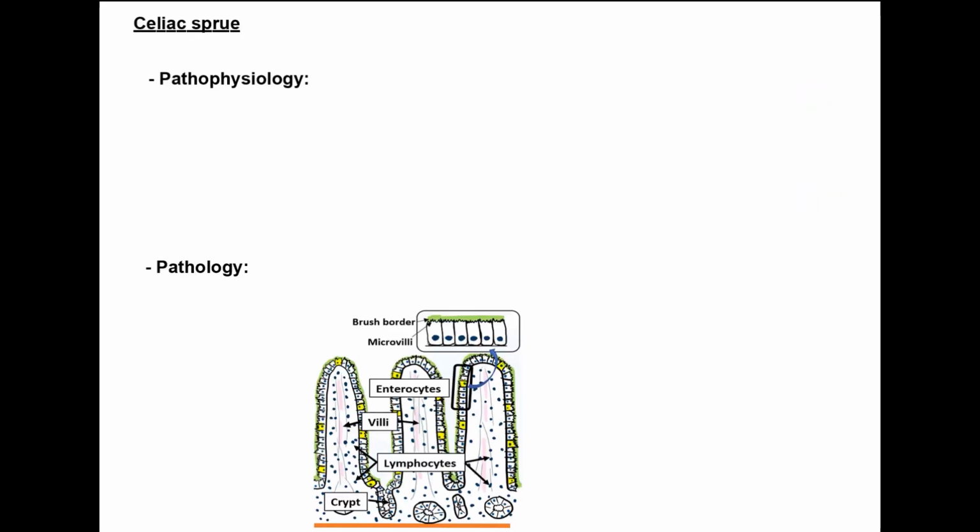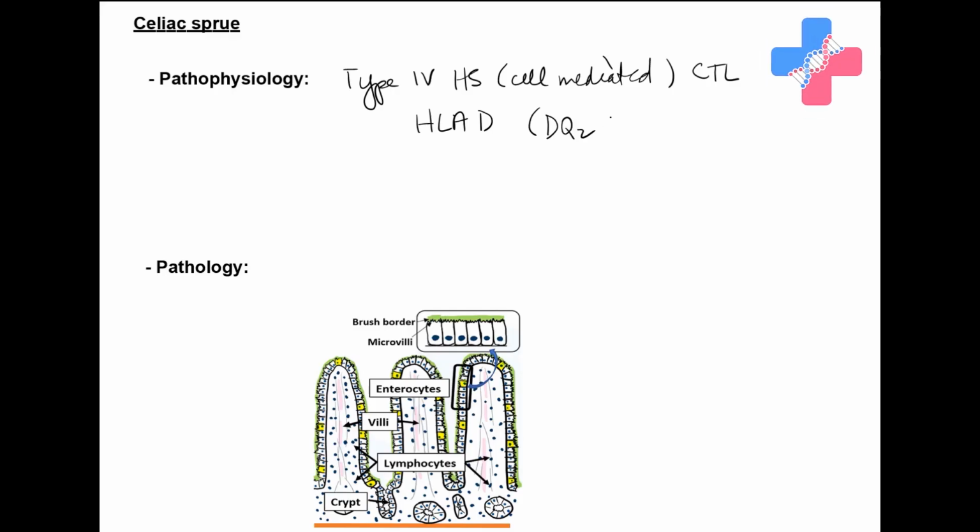Celiac sprue is the most important autoimmune disease of the small bowel. It is a type 4 hypersensitivity, which means that it is cell-mediated, in which the enterocytes are killed by cytotoxic lymphocytes. As with all type 4 hypersensitivities, there is a genetic link, and it is HLA-DQ2 and DQ8, which are always found, and their absence actually rules out the possibility of sprue.